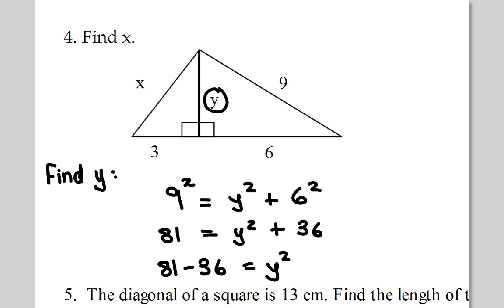So 81 take away 36 is 45. So this is what we're looking for. The square root of 45. And I got about 6.7.